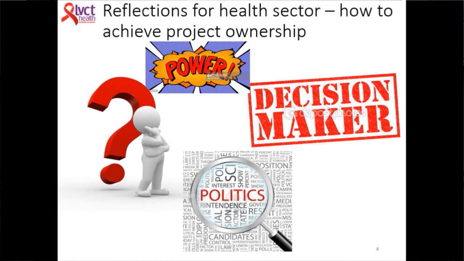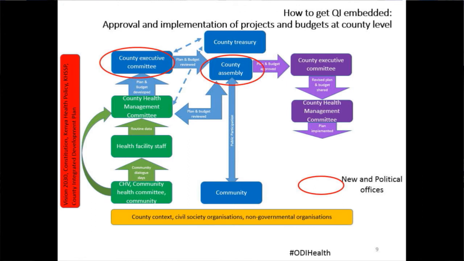And it's our belief that health managers and implementers need capacity building on advocacy and dealing with policy to achieve program improvement and outcomes in the health sector. In the next slide, I just want to conclude by talking about how, as health workers, we get a quality improvement project embedded. We have to understand the approval process and what goes into all these things.